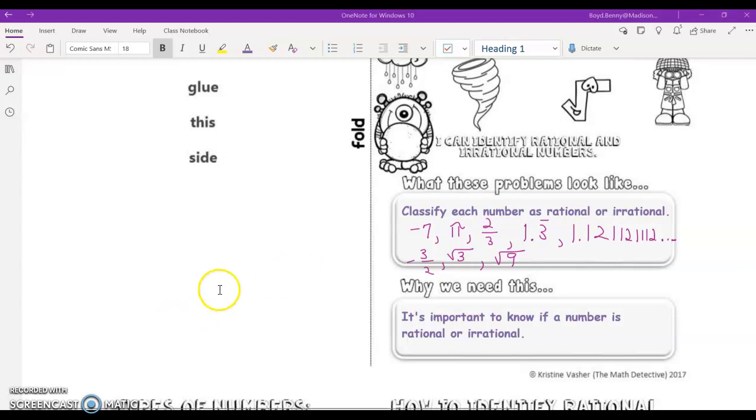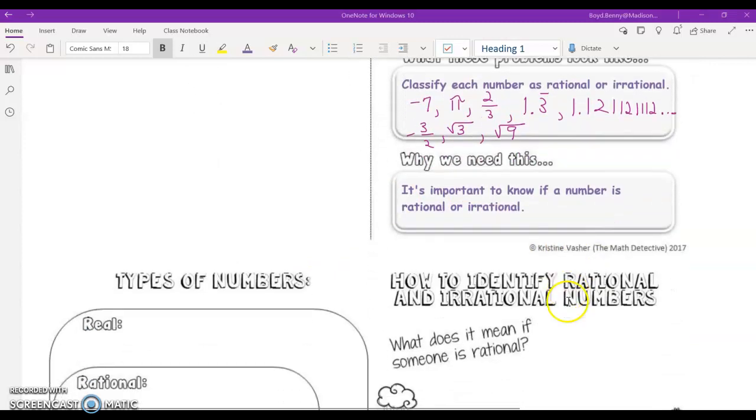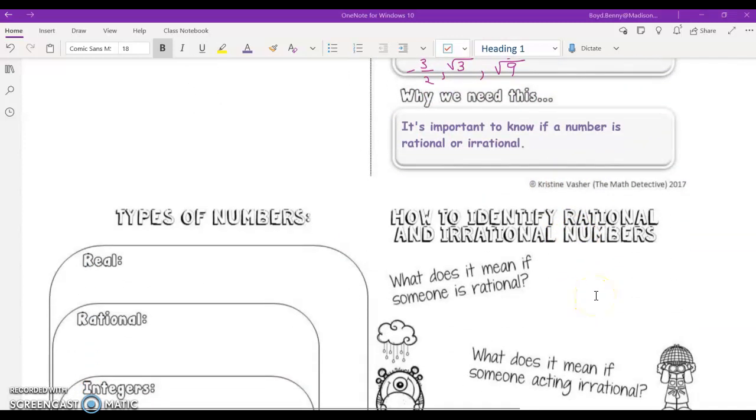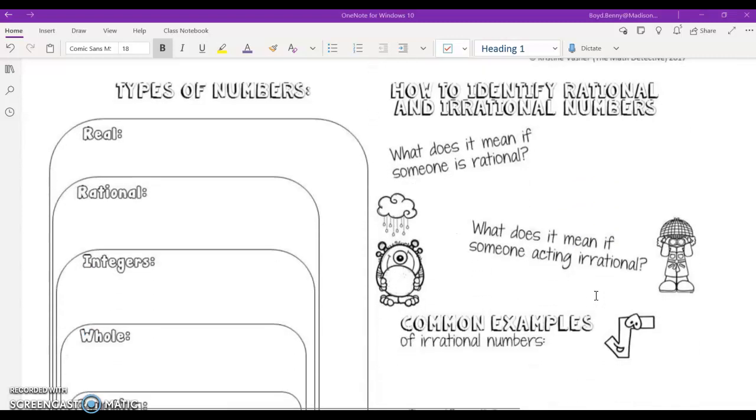Why do we need this? Well, it's important to know if a number is rational or irrational, because rational numbers have certain properties and irrational numbers have different properties. Okay, so let's identify the different types of numbers to start with.